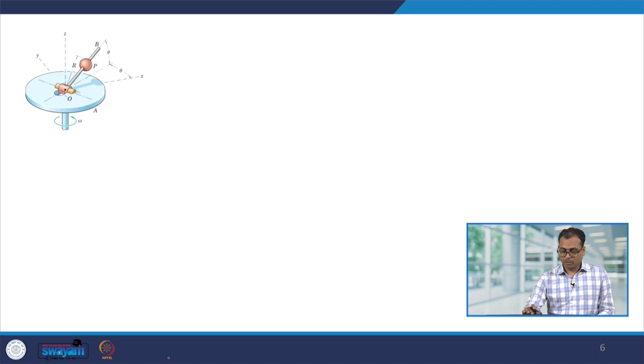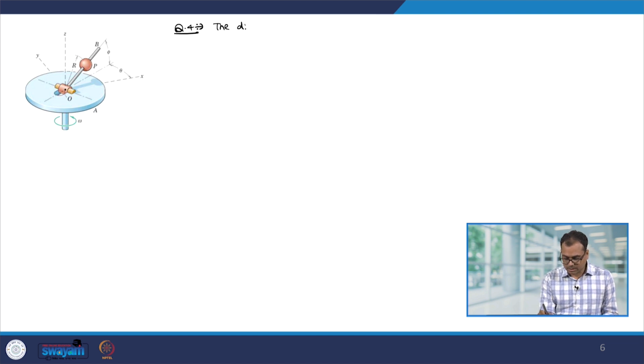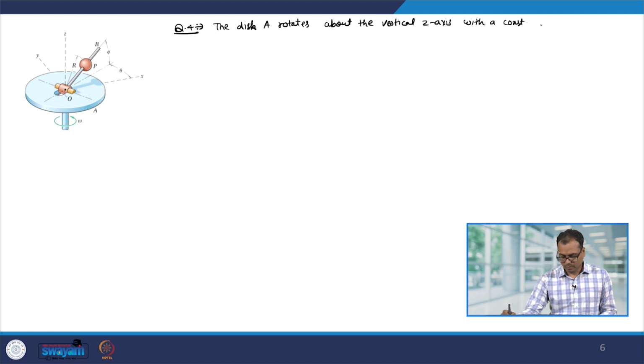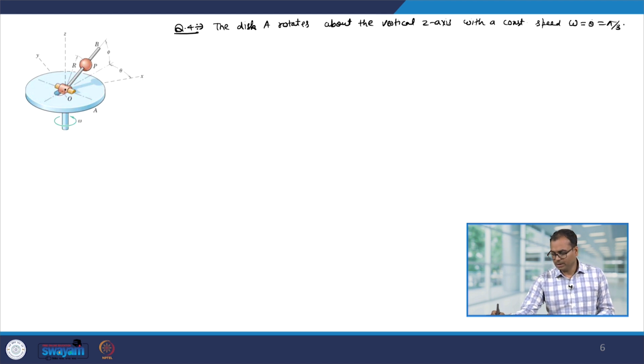Now let us look at one more problem. Question number 4, and the statement is following: the disk A rotates about the vertical z axis with a constant speed omega equal to theta dot equal to pi by 3 radian per second.